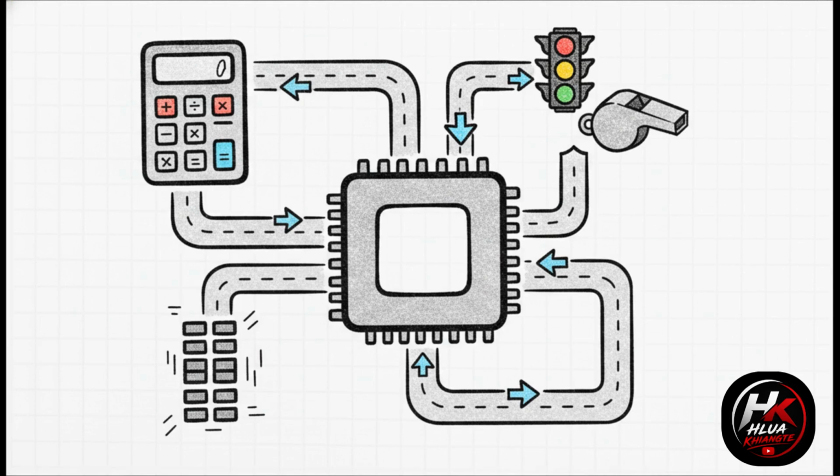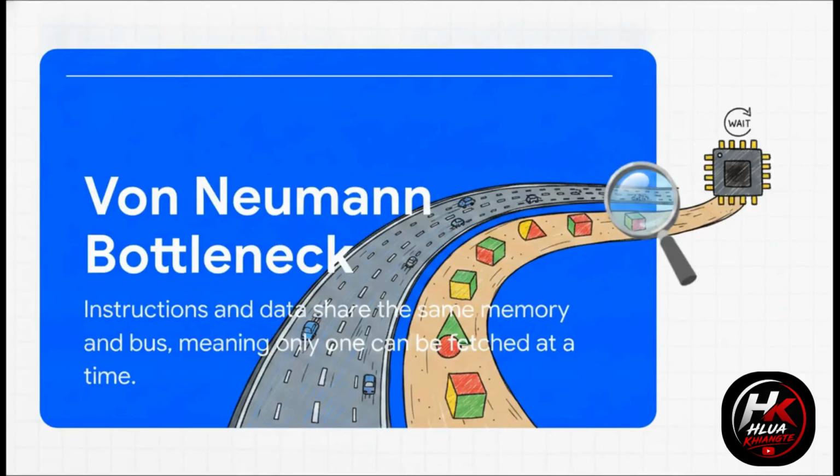Next are the registers. These are ultra-fast microscopic pockets of storage located right inside the CPU itself. And finally, the buses. Think of these as the physical electrical highways carrying data, memory addresses, and signals between all these moving parts.